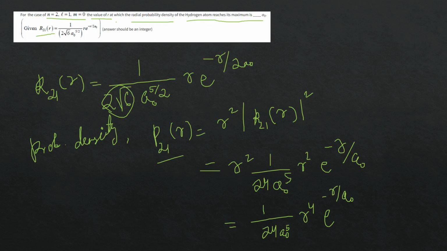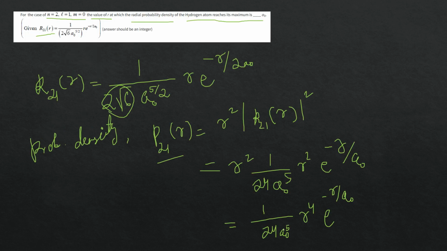So for maximum probability, we'll take dP_21(r) with respect to r, because we need that, divided by dr, at which point? It's not given. At r equal to a naught, I think. Suppose we can leave it. So that will be d by dr of this one. Let me put that here.